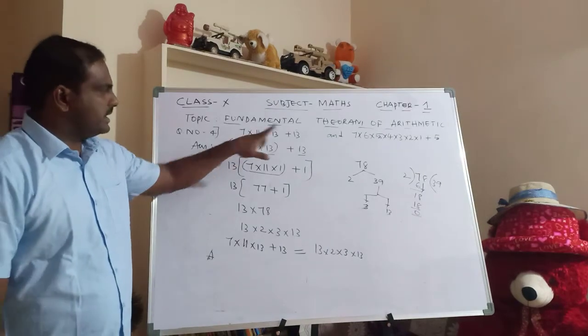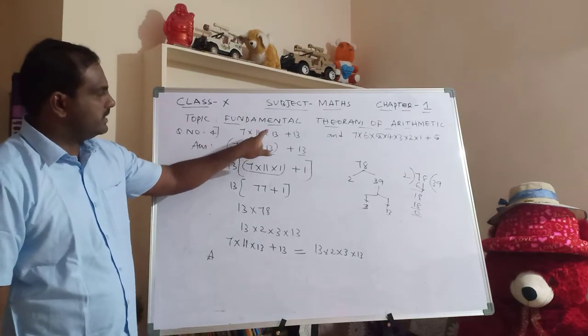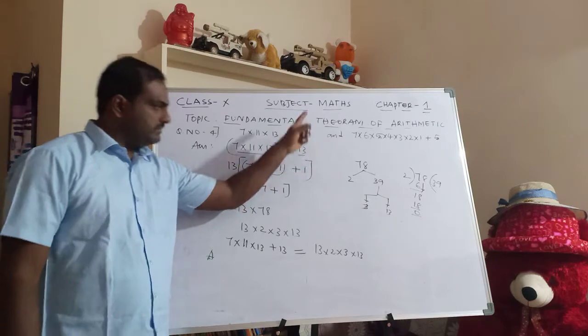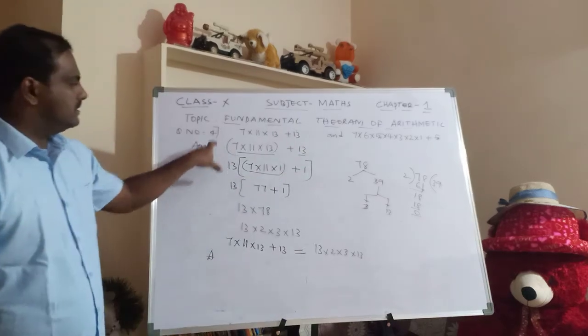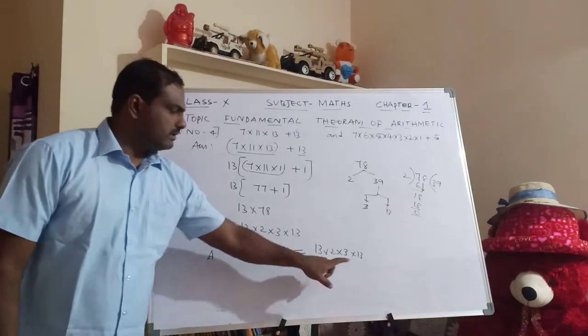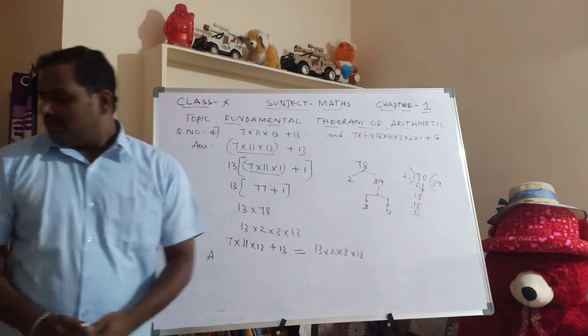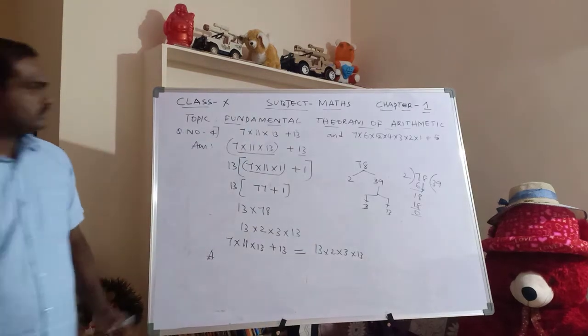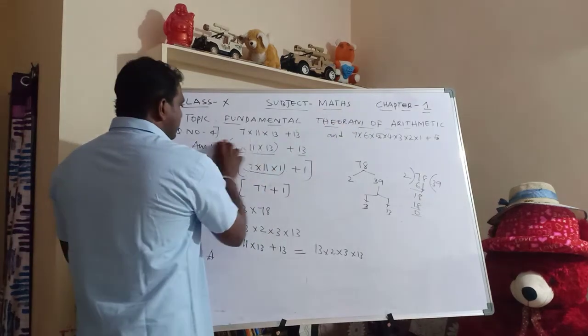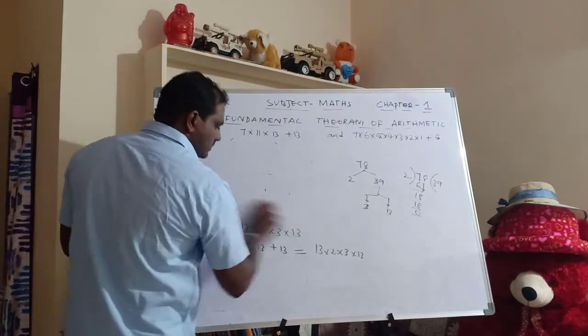So without multiplying this, again 7 into 11, 11 into 13, then adding and writing the factors again, it is simpler to use this logic and prove it is a composite number. Got it? Next, the same method we have to follow for that one also.